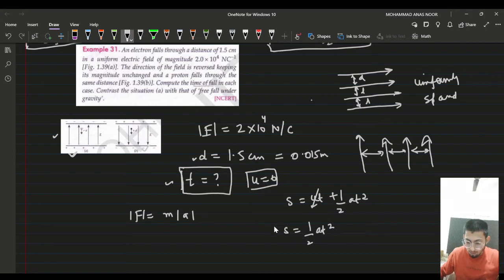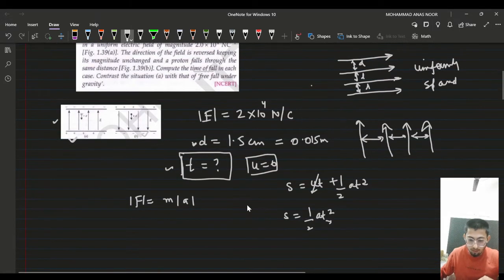Now if you observe this equation, in order to find t, we need a and s, and s is already known to us in the form of d, because that would be the displacement of the electron from initial to final position. And we also need this a here. So how would you find this a? By using the force formula, F equal to ma. So a would be force upon mass.